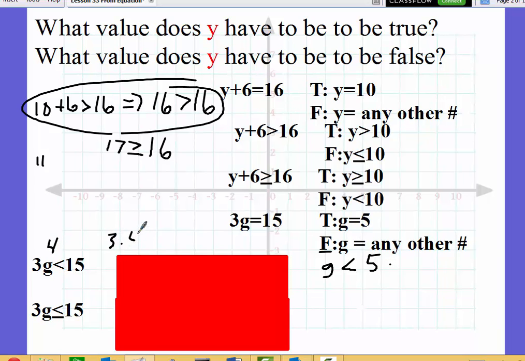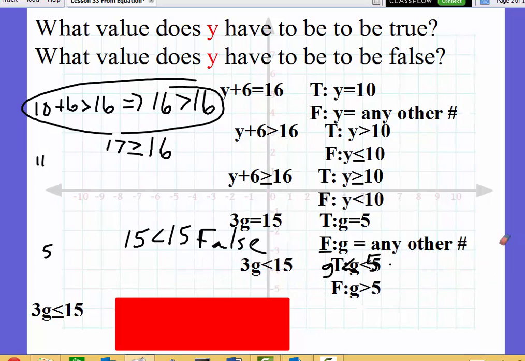3 times 4, that equals 12, and 12 is less than 15. And then I know the opposite is true. If I put any number that's 5 or greater, it's going to be non-true. 15 is not less than 15, so I know that's a false statement. So anything bigger than or equal to 5 will be a false statement.